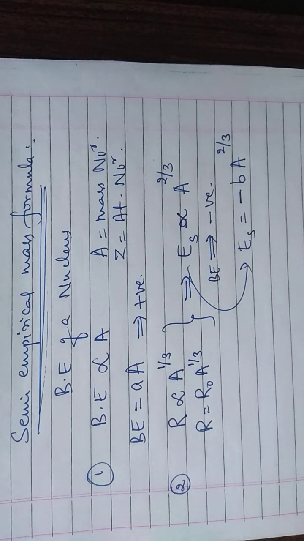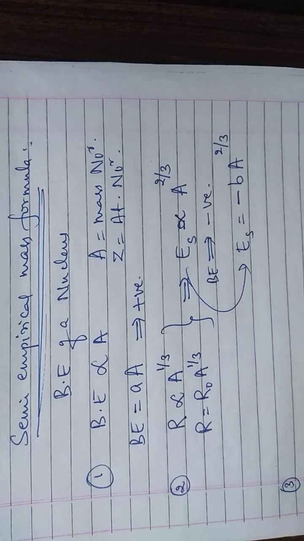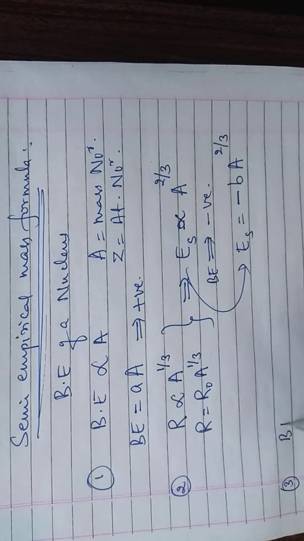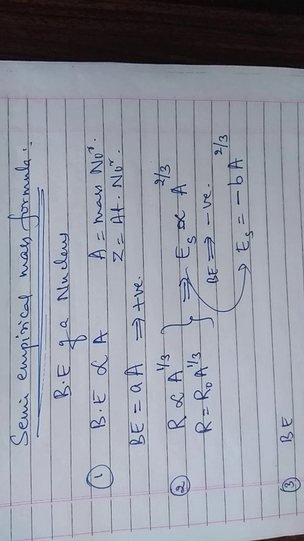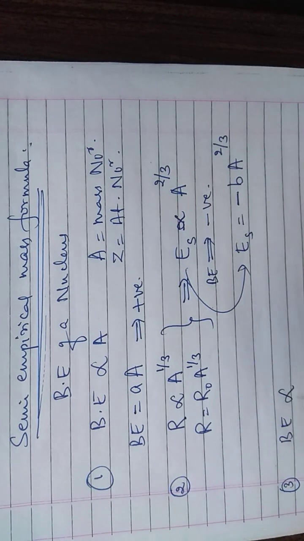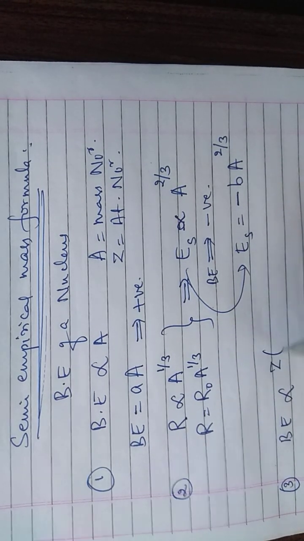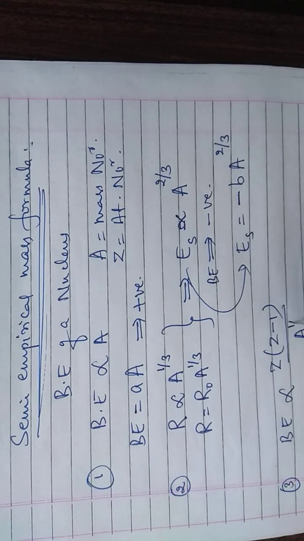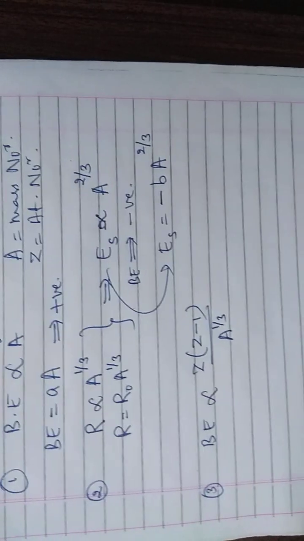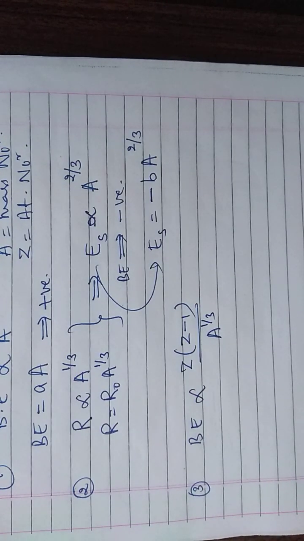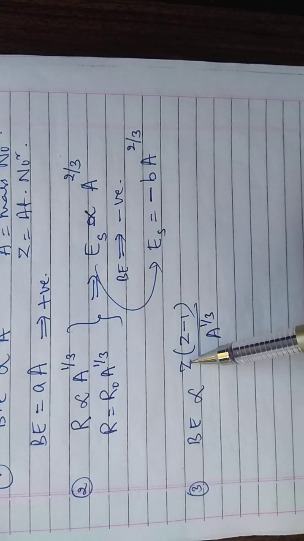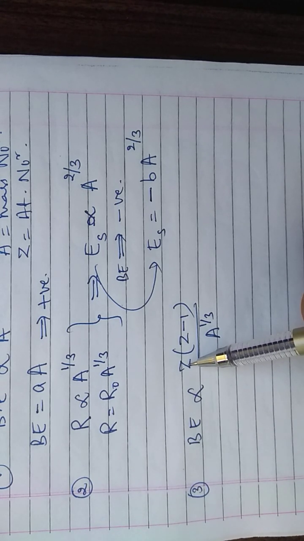The third concept, what is that third concept now? Number 3. The binding energy is proportional to Z into Z minus 1 divided by A to the power 1 by 3. Yes, it is an electrostatic force. Actually, Z means the atomic number. The atomic number represents the number of protons.